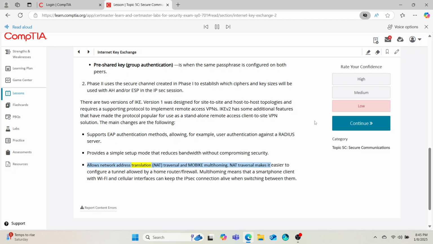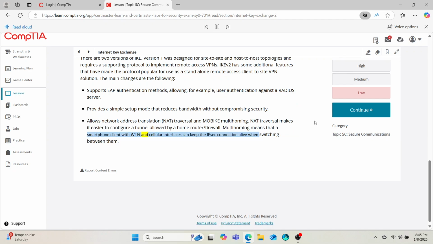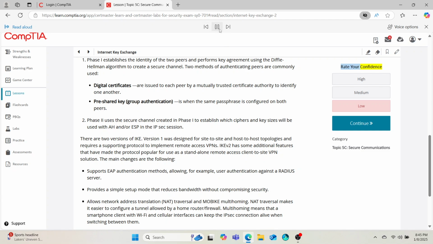Allows network address translation, NAT, traversal, and MOBIKE multi-homing. NAT traversal makes it easier to configure a tunnel allowed by a home router/firewall. Multi-homing means that a smartphone client with Wi-Fi and cellular interfaces can keep the IPsec connection alive when switching between them.